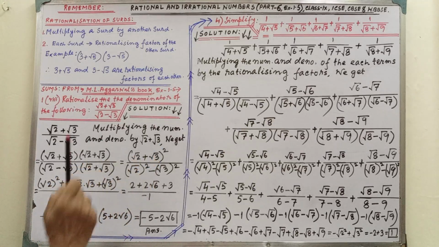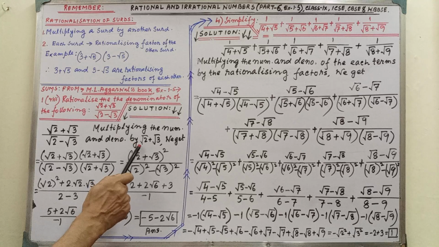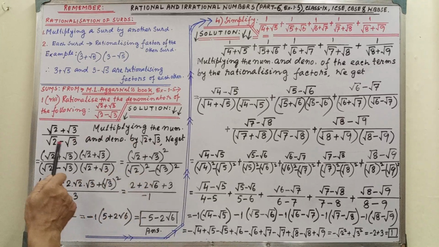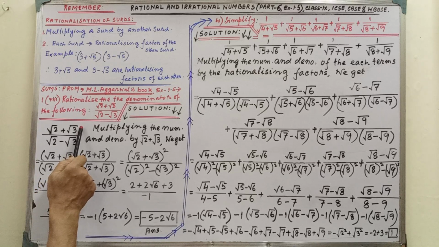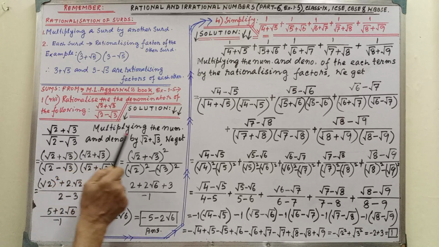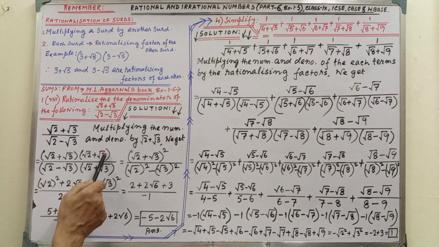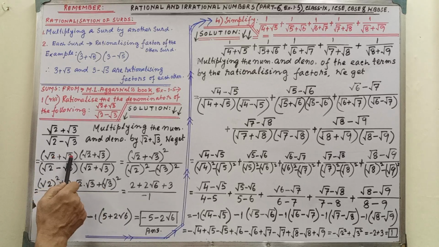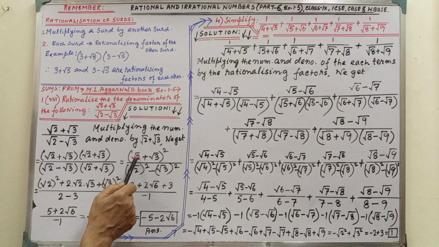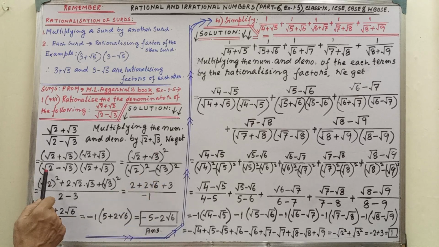Multiplying the numerator and denominator by root 2 plus root 3. Root 2 plus root 3 has the opposite sign of this denominator, which is root 2 minus root 3. We have to multiply numerator and denominator by root 2 plus root 3. By multiplying, the denominator is a minus b into a plus b, and the numerator is root 2 plus root 3 whole square.